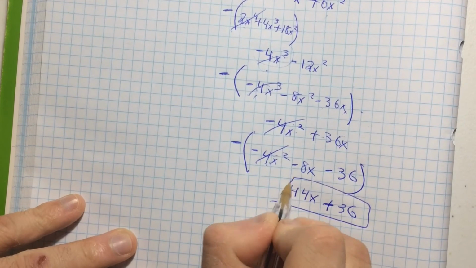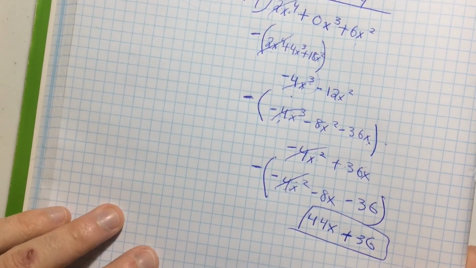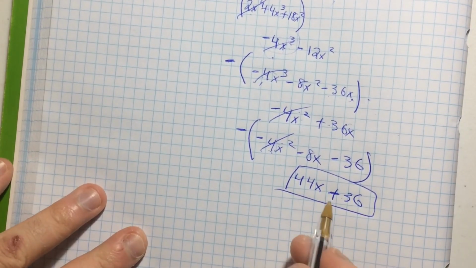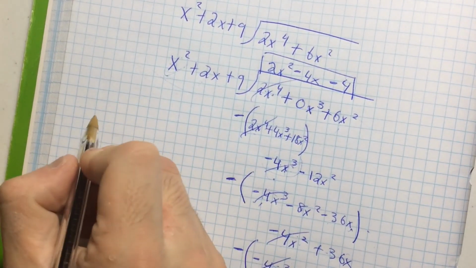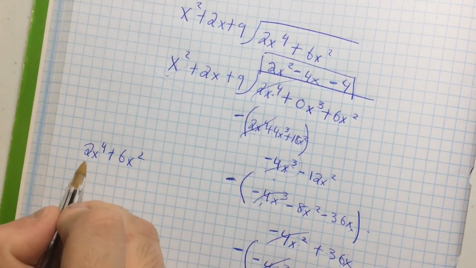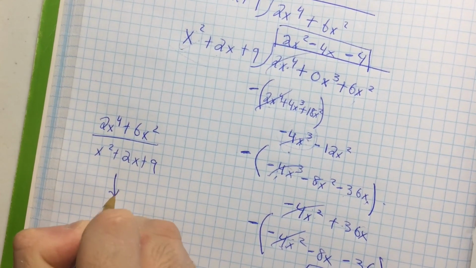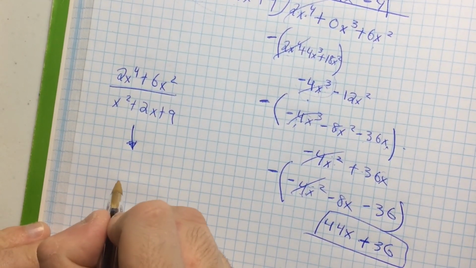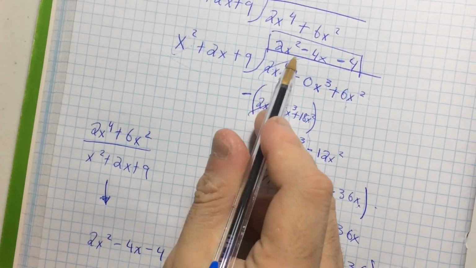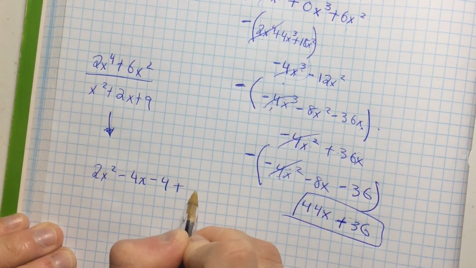So, this is what you would call your remainder. To finish, the polynomial long division for this problem is essentially done. This is our final answer here, but we've got a remainder, and I'll show you what to do with this remainder. So you're going to write your final answer. You're going to say that 2x to the 4th plus 6x squared over x squared plus 2x plus 9 can be rewritten as 2x squared minus 4x minus 4 plus, because that's what the answer here was, plus the remainder, 44x plus 36. I'll show you exactly how to deal with that.